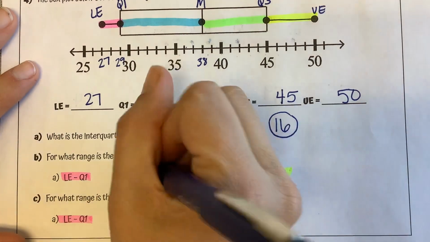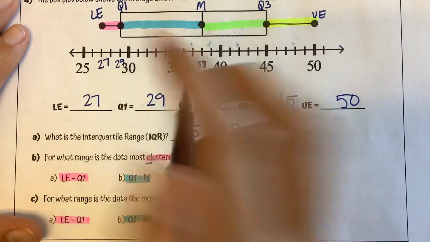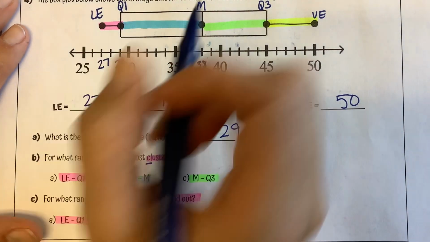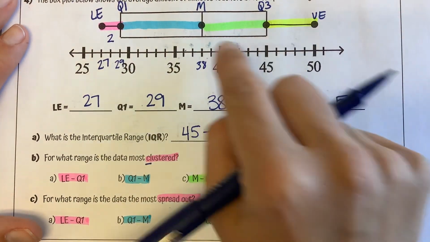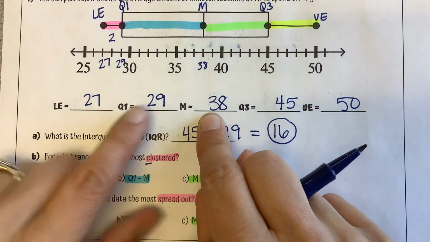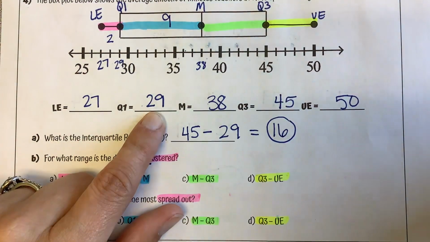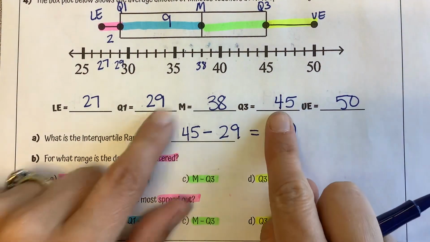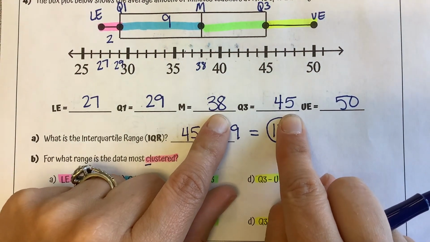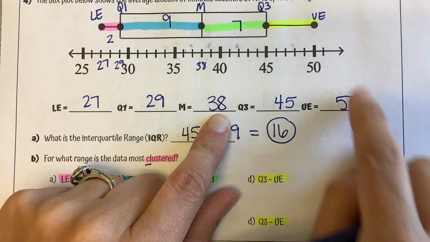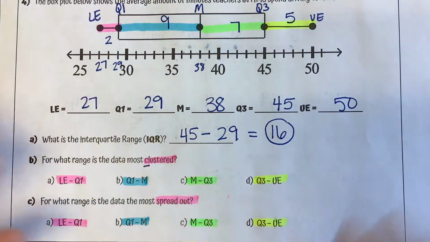So clustered, the closest together. To me, it looks like the pink. We've got a distance from 27 to 29. 29 minus 27 is 2. For our next range, we're going from the median of 38 to the Q1 of 29. If I subtract there or count off, I get 9. The next range is our median of 38 to our Q3 of 45. If I subtract there, I get 7. And our last range from 45 to 50 is 5.